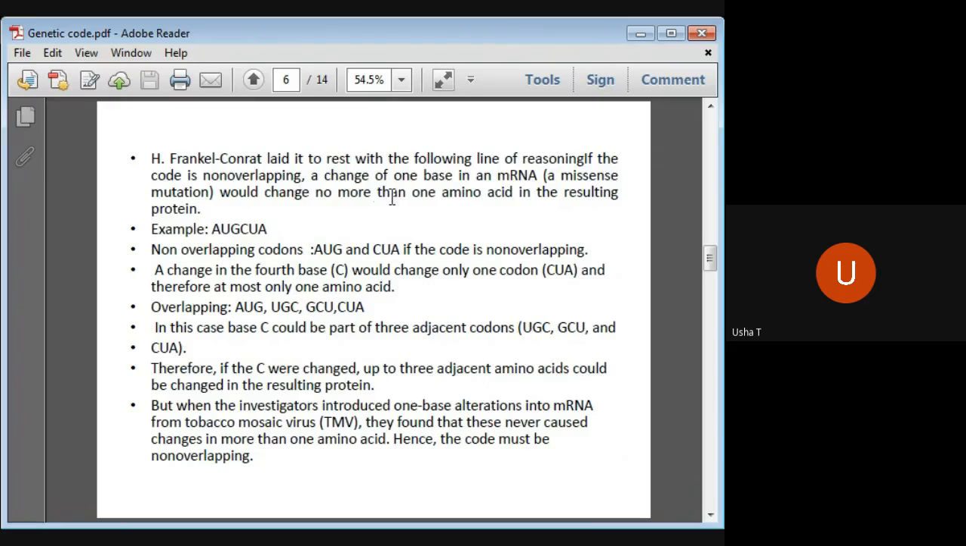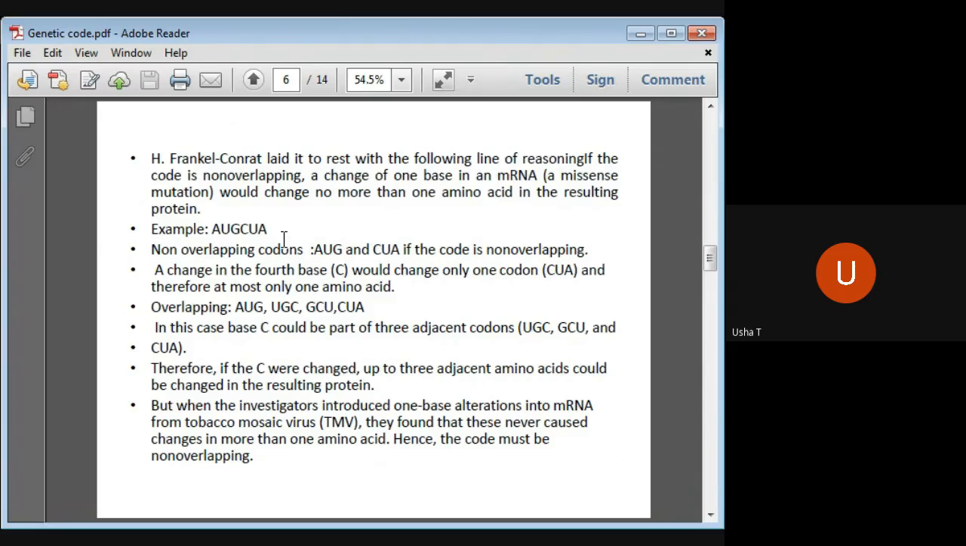If it is non-overlapping and I change one single base, what would happen? Let's imagine we are changing the fourth base. Actually, if it is non-overlapping, it should form AUG CUA. If there is a change, let's say C is changed to A, then it will form AUG AUA. Only one change, in one amino acid.